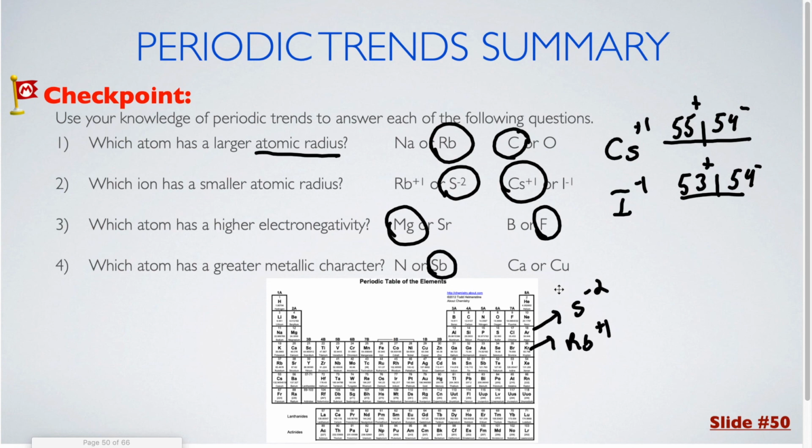All right, for the next one, we are trying to compare calcium and copper. They're both within the same row, so they're both in row 4. Calcium is further to the left side, so that is going to have greater metallic character compared to copper.